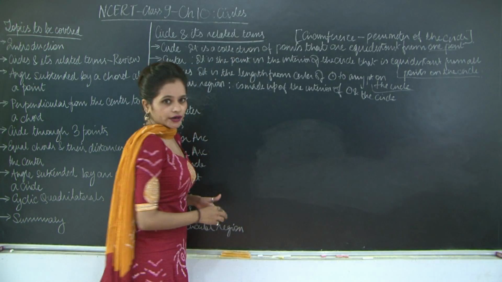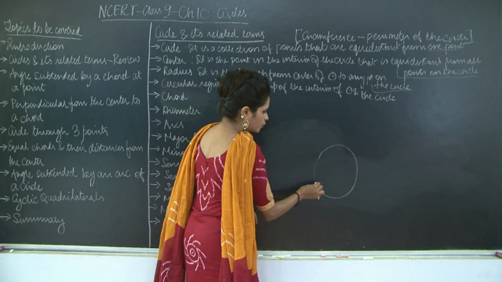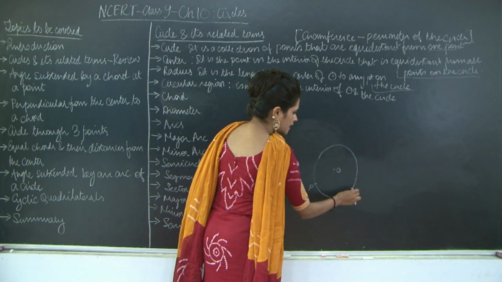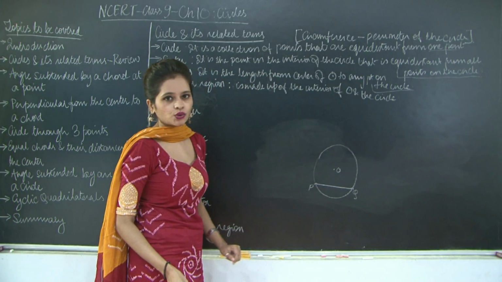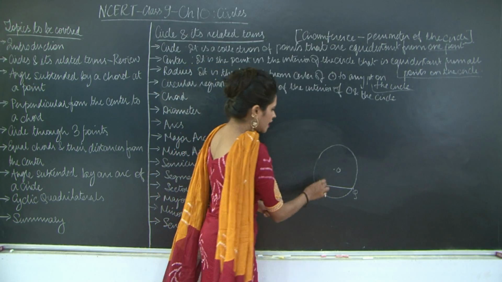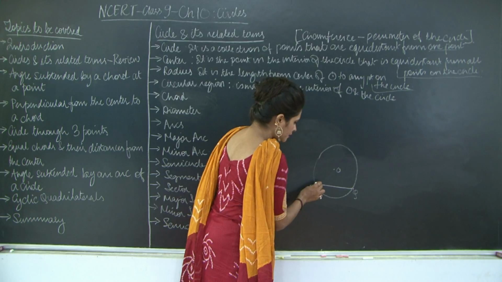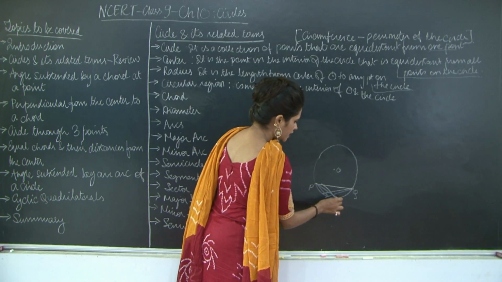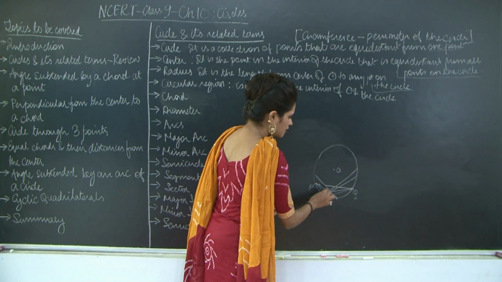Now, what is a chord? If I take a circle and I mark any 2 points, this is the center, okay? I'll mark this as the center as O. If I take any 2 points P and Q and join these points P and Q, then this length PQ is known as the chord of the circle. So chord of the circle is the length between any 2 points on the circle. And how many chords can we have in a circle? We can have infinite number of chords. For example, this is one chord, this is another chord, this is another chord, this is another chord. We can have so many chords.